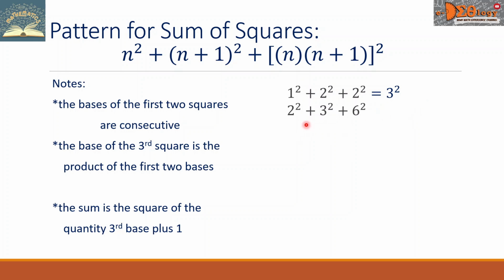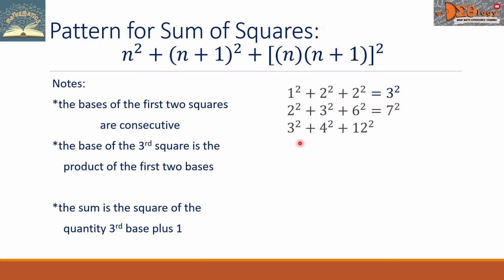What about 2 squared plus 3 squared plus 6 squared? Notice that the first two bases are consecutive. The number 6 here, or the third base, is the product of 2 times 3. And the answer here is 7 squared. So this is 6 plus 1 becomes 7. Then we will square. We can use our calculator to verify that the answer is 49, or 7 squared.